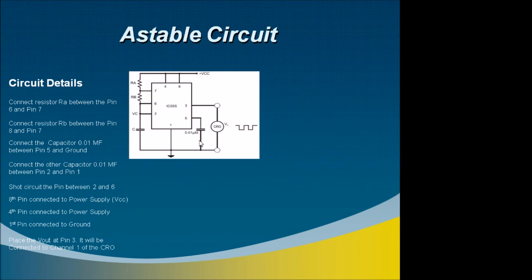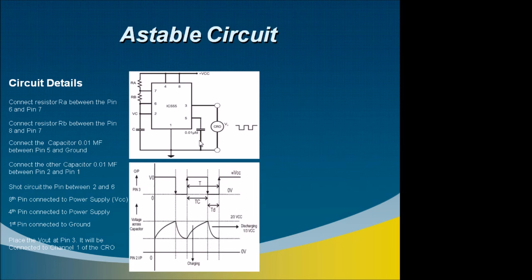Working procedure. When the power supply is switched on, the capacitor C starts charging through RA and RB. At this instant, the voltage at pin 2 is less than 1/3 VCC, so the trigger comparator operates and pin 3 becomes high, that is 1, and pin 7 is cut off. Hence, capacitor C starts charging.